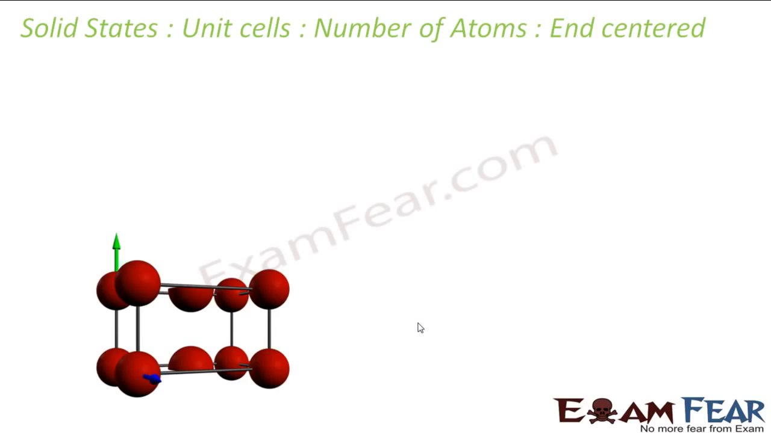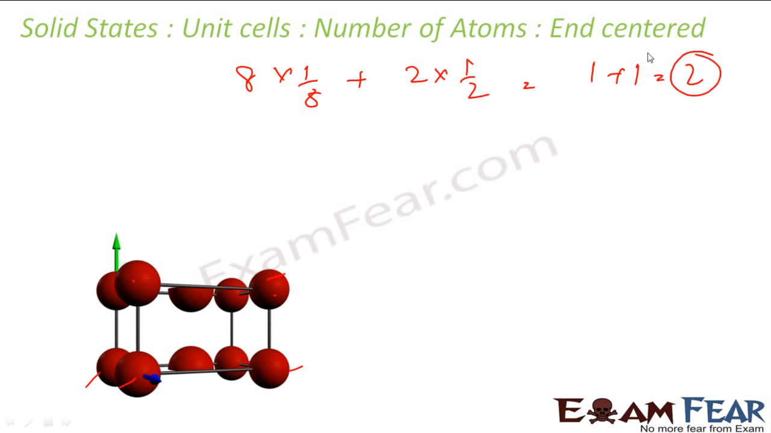Correct. The next is end centered. So in end centered also we have the same thing. So I'll just make it clearly. In this case, the number of atoms in the unit cell will be: 8 on the corners, each contributing 1 by 8, plus 2 on the face, each contributing 1 by 2. So if you see, this is nothing but a half sphere. Total is how much? 1 plus 1, that is 2. So there are 2 atoms in a unit cell in case of end-centered. Please remember, this is pretty critical for solving numericals.